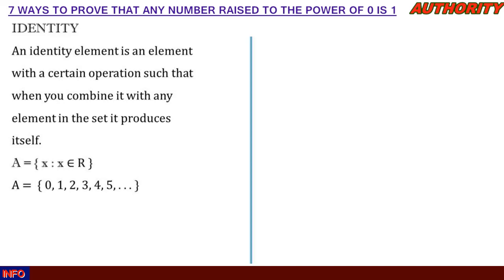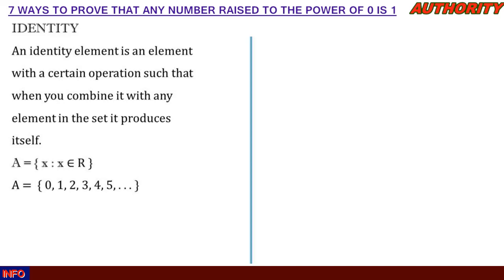For instance, 0 is an identity element. 0 plus any number, it produces itself. 0 plus 0 is 0. 0 plus 1, 1. 0 plus 2, 2. 0 plus 3, 3. 0 plus 100, 100. 0 plus 1 million, 1 million. It produces itself. We also have another identity element, 1.